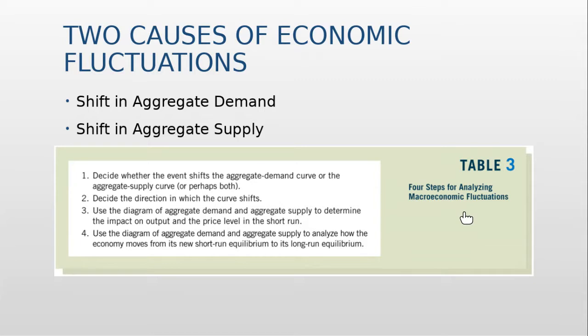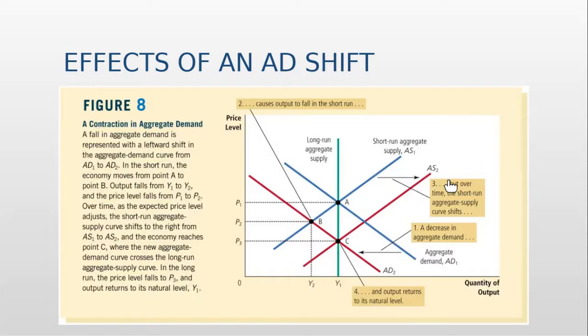And you can use the diagram of aggregate demand and aggregate supply to analyze how the economy moves from its new short-run equilibrium to its long-run equilibrium. So if it's a temporary shift, what happens to the economy? For example, as we'll see in the next slide, what happens if aggregate demand shifts? Well, note that point A is our starting point. This is where we have a natural level of output, and the price level is at P1.